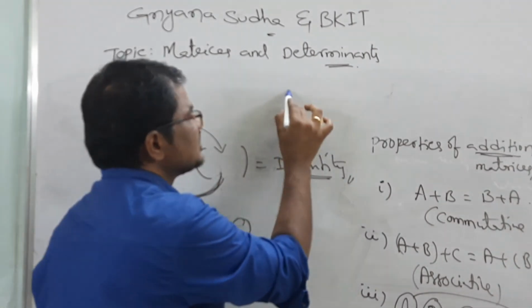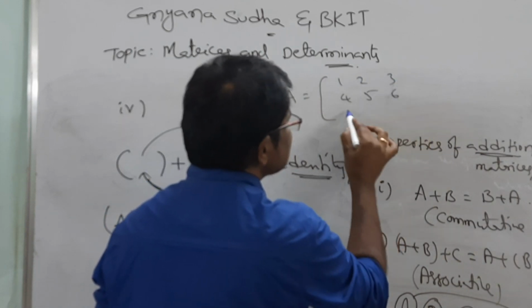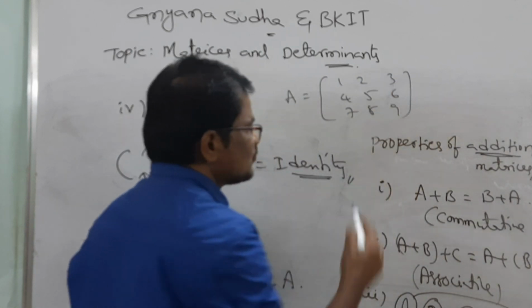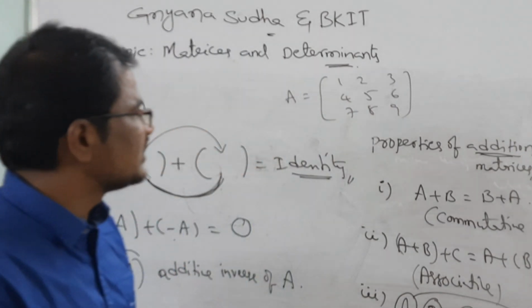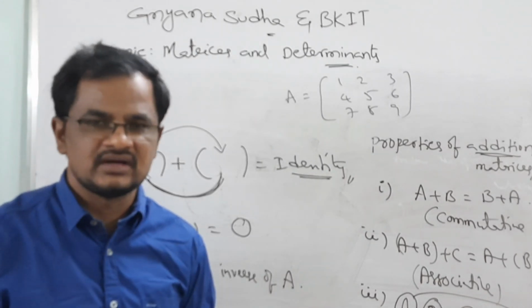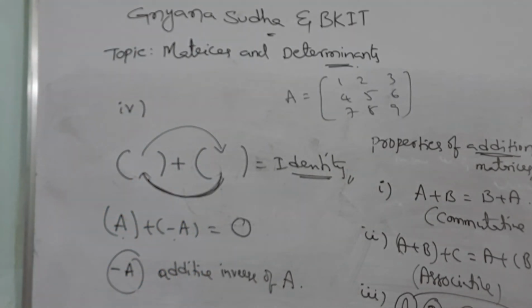Suppose one matrix is given, A equal to 1, 2, 3, 4, 5, 6, 7, 8, 9. What is the additive inverse of A? Just take minus A. Right. Next one.